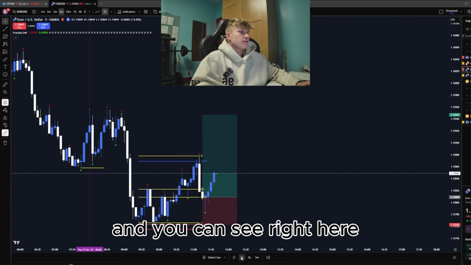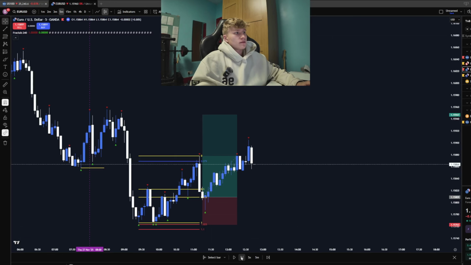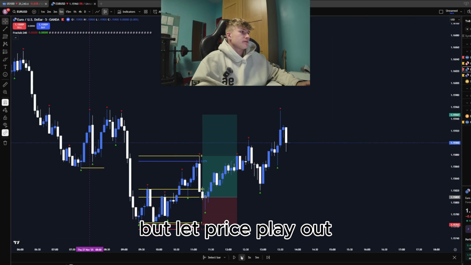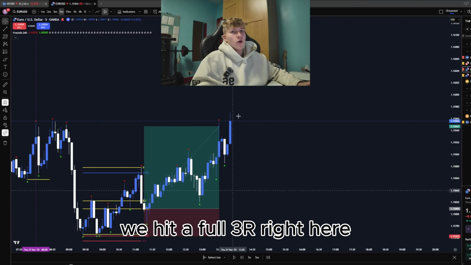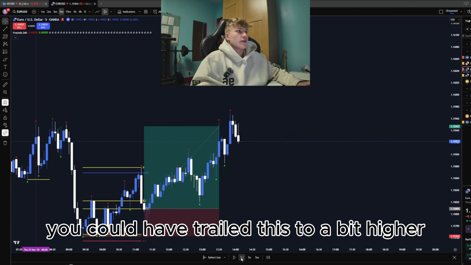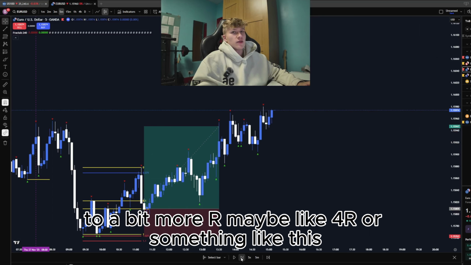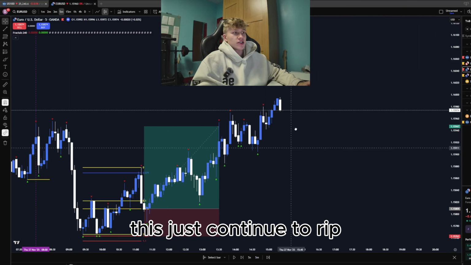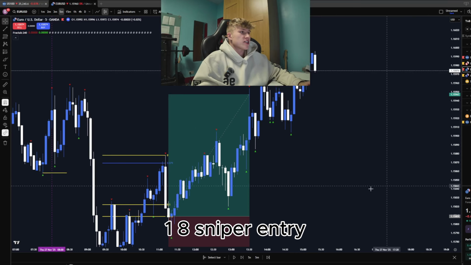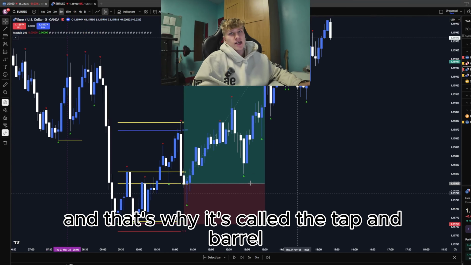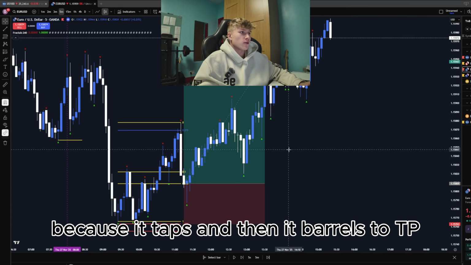And you can see right here, if I let price play out, we hit a full 3R right here with potential to trail as well. You could have trailed this to a bit higher, to a bit more R, maybe like 4R or something like this. This just continued to rip. But look at the entry. This is the whole point of the 0.618 sniper entry. And that's why it's called the tap and barrel, because it taps and then it barrels to TP.